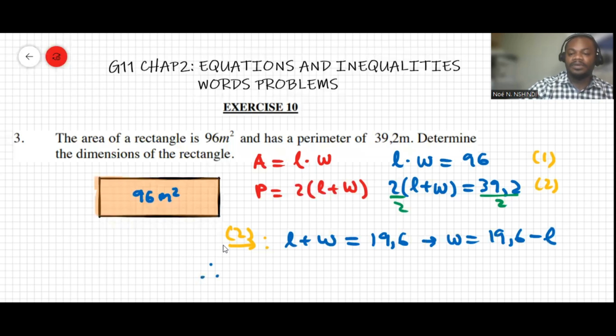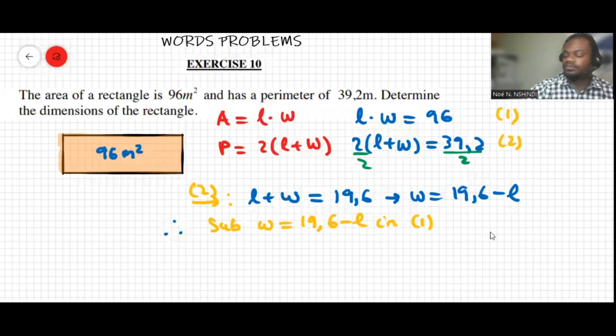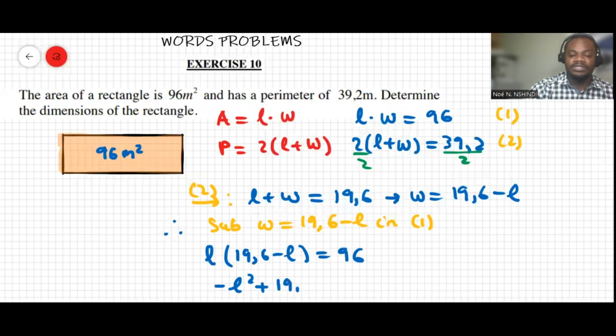Therefore, we can sub W in equation 1. Okay, sub W, which is 19.6 minus L, in 1. So this will be L multiplied by 19.6 minus L equal to 96. Now if we times, we have like negative L squared plus 19.6 L minus 96 equals 0.